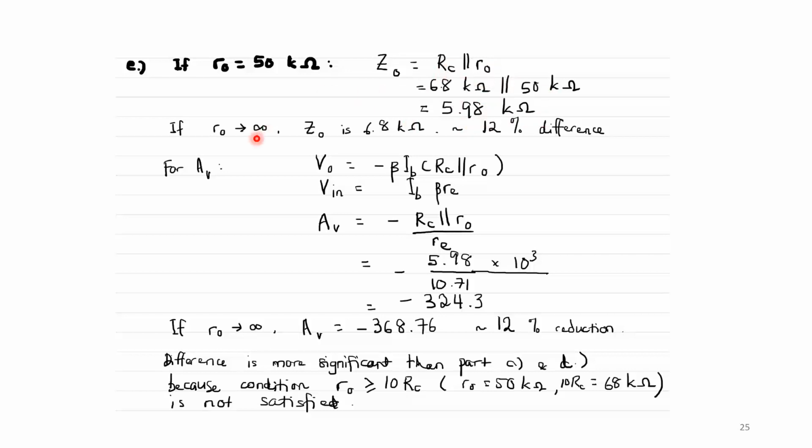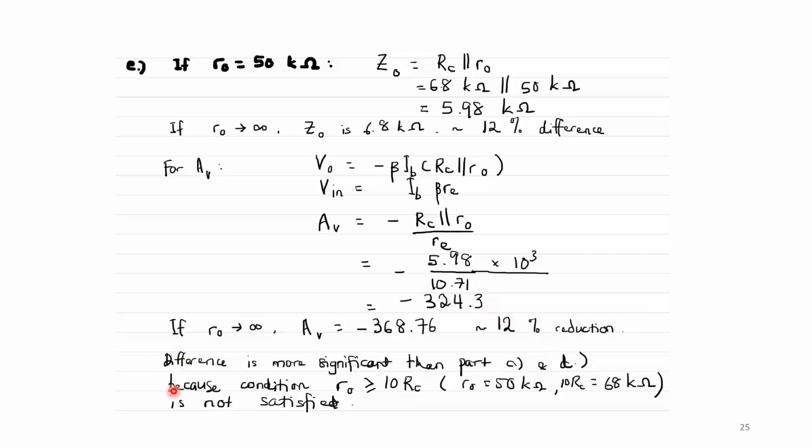And then if I compare, in the earlier part, sorry, we did R out approximated to be equal to infinity, but if R out is 50 kilo ohms, Z out here is 5.98 kilo ohms, and that's a 12% difference compared to our earlier example for fixed bias, which was a 6% difference. The same thing goes for gain. If R out is infinity, we would have gotten negative 368.76, but if R out is 50 kilo ohms, we would have gotten 324.3, which is a 12% reduction.